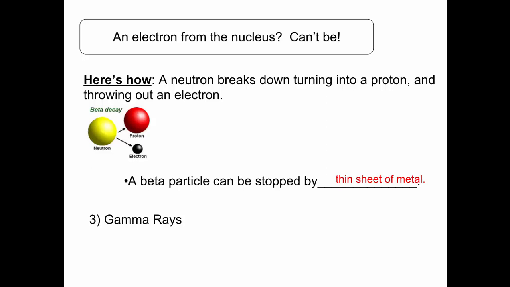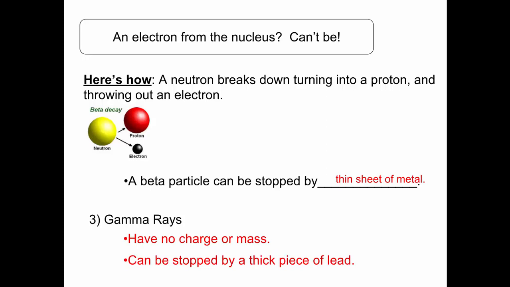All right, and then our last type of radiation is called gamma radiation. Gamma radiation has no charge and no mass. It's not a particle. It is basically energy, very, very high energy. And like I said, it can penetrate into substances the most out of any of these types of radiation. In fact, it needs a thick piece of lead to stop it from penetrating.